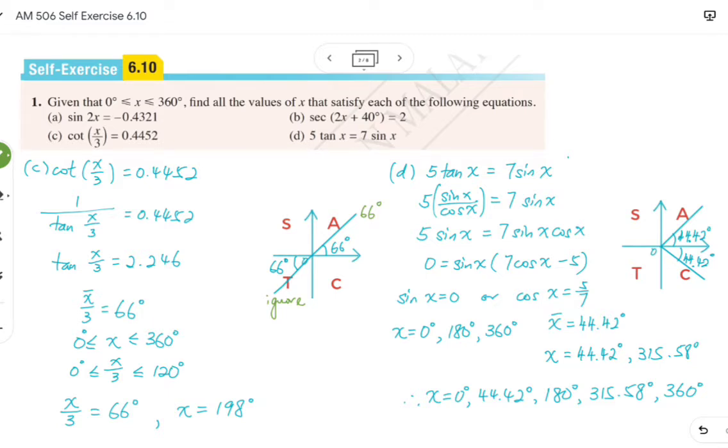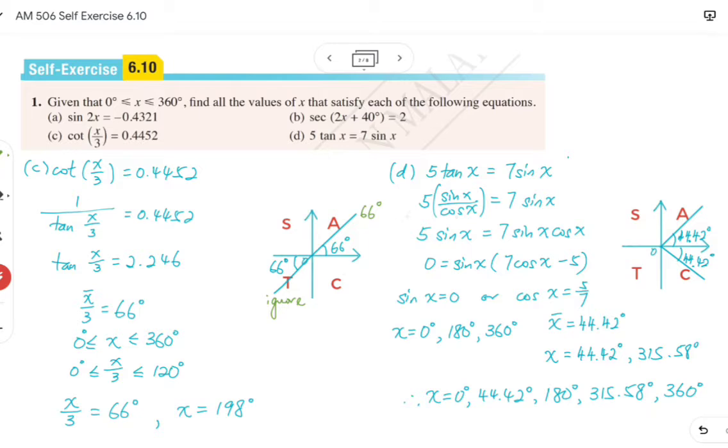Number 5. 5 tangent x equals to 7 sine x. So we have two different functions, tangent x and sine x. And we know tangent x is sine x over cosine x. So we can change the tangent x into sine x over cosine x. So 5 times sine x over cosine x equals to 7 times cosine x. Sorry, 7 times sine x.